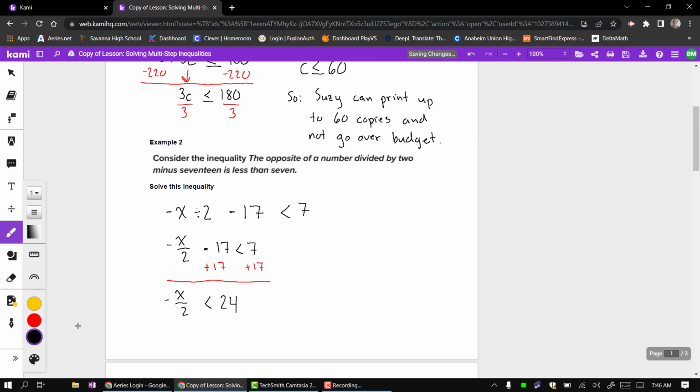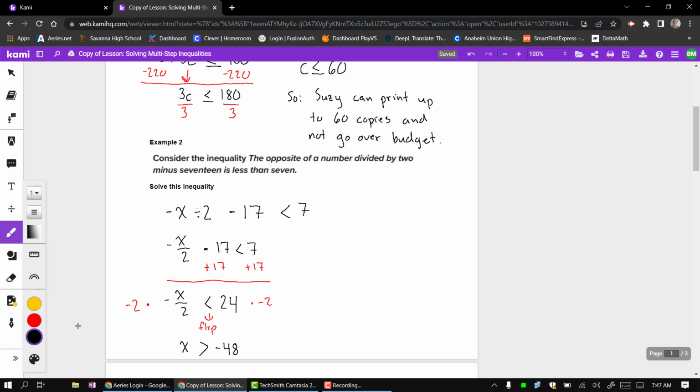Now I want to undo this division. So I undo division with multiplication. I'm going to multiply both sides by negative 2. But since I'm multiplying by a negative number, I need to flip this. So it needs to go from less than to greater than. So this is going to give me x is greater than 24 times negative 2, which is negative 48.